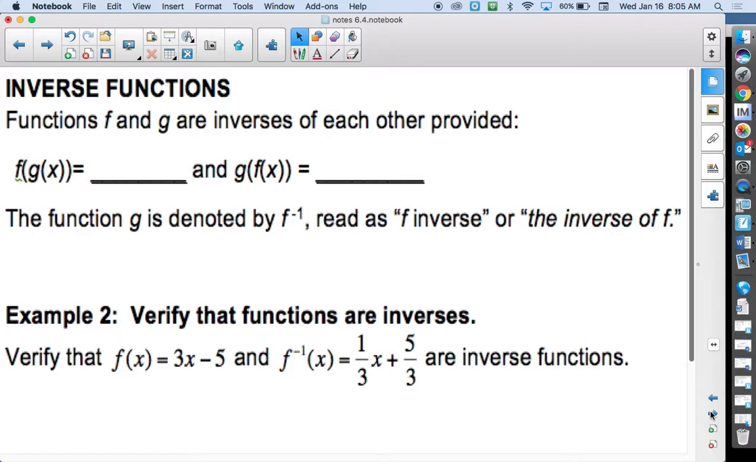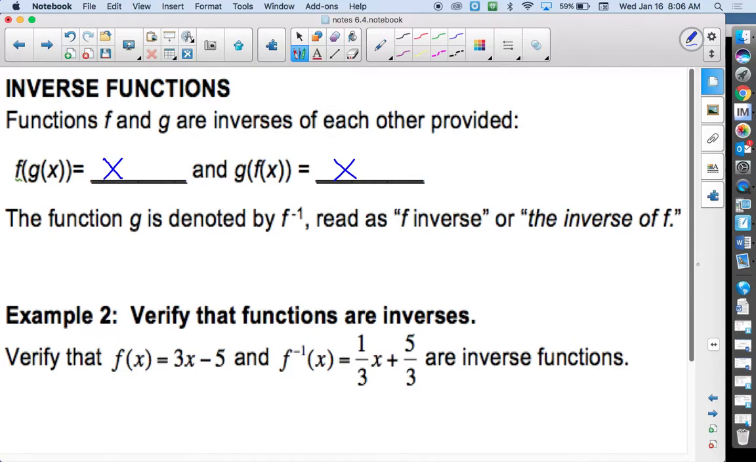So it says inverse functions. Functions f and g are inverses of each other provided, so I have two equations, they're inverses of each other if f of g of x, that's that composition function we did yesterday as well, is equal to x. So when we take one function and substitute it in the other, they're going to break down just to the variable x. And g of f of x is also equal to x. Meaning if you flip-flop them and find the composition of the function, they should also be equal to x.